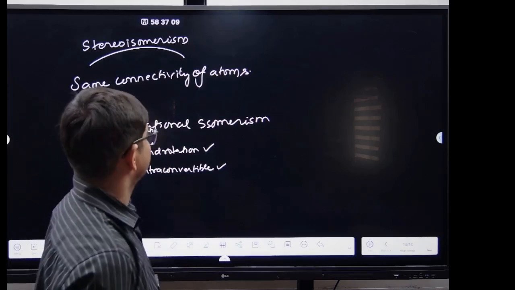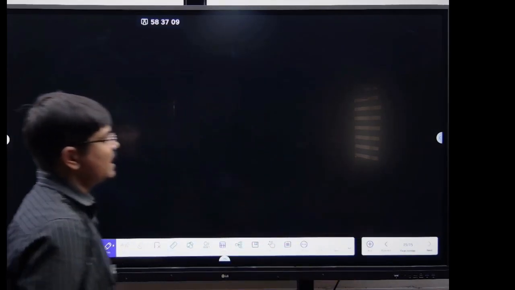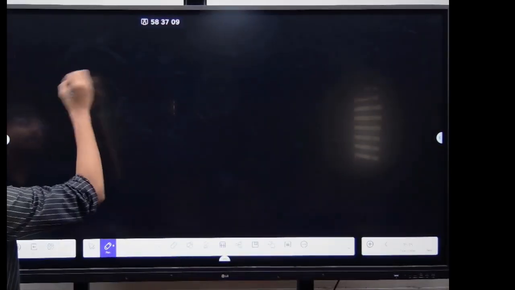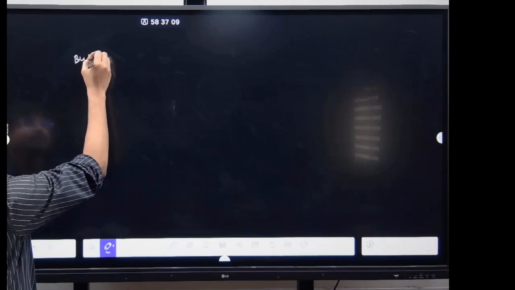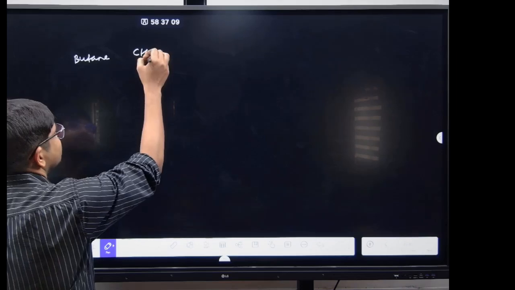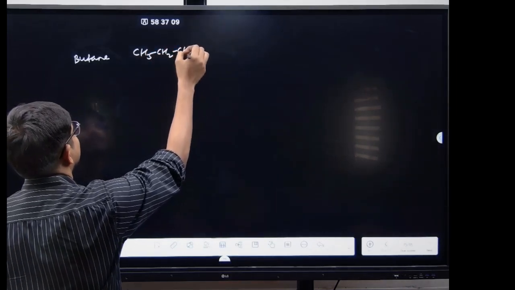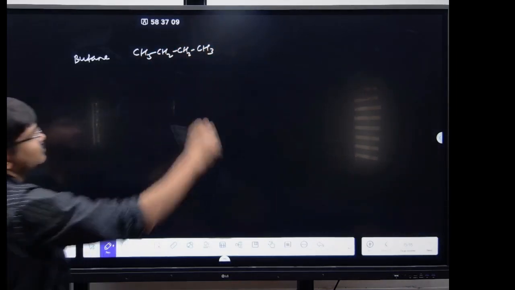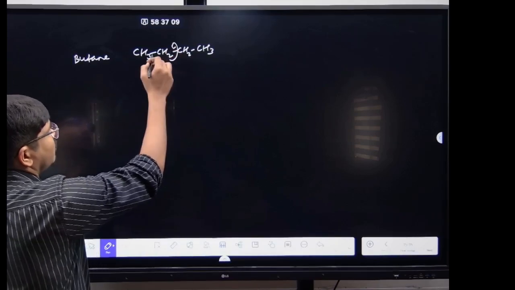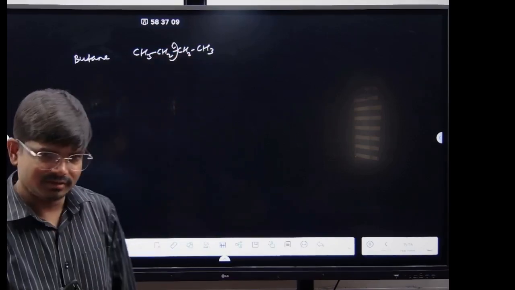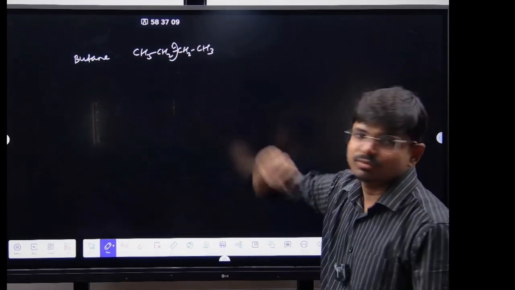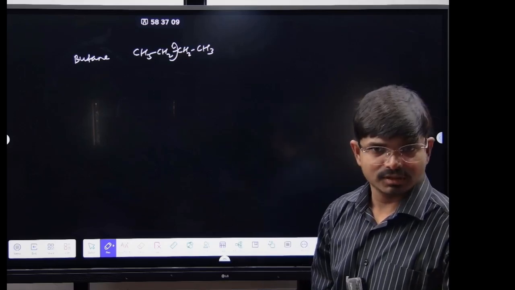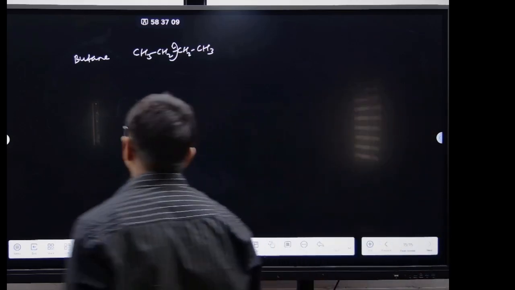But let me go through an example. Suppose you have butane, right? Let's talk about butane. So this is CH3 CH2 CH2 CH3, isn't it? Got it? Now it can rotate around this bond also, around this. Many possibilities are there. Let's suppose I have taken the bond rotation around this one. Clear? So see here what will come.